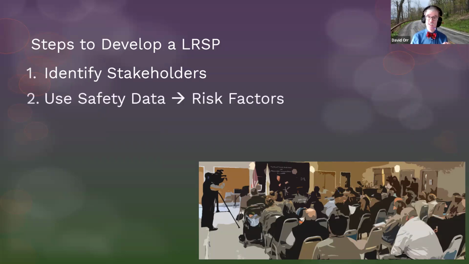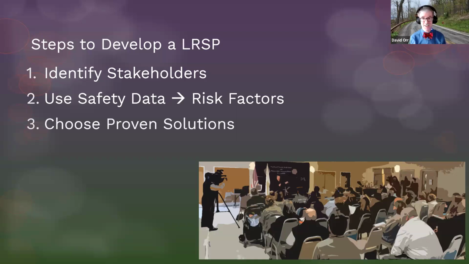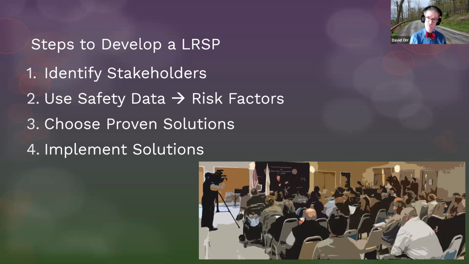Because the next step is then we're going to take data and the input we get from the stakeholders, and we're going to develop risk factors. We're going to develop concentrations on where we want to spend our money. We're going to choose proven solutions. We'll talk a little bit about why today, and then next week we'll talk about the solutions themselves. And then we're going to have to implement those solutions. We're going to have a plan, and we'll talk a little bit about that process. Okay? So let's go through these 4 steps and just remind ourselves of what's critical and what's not critical.